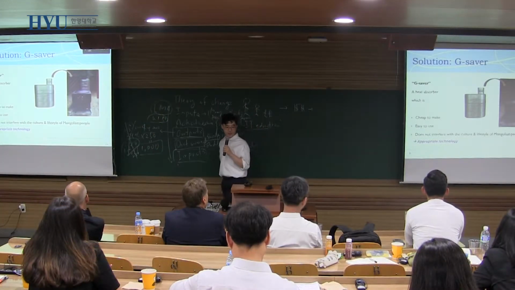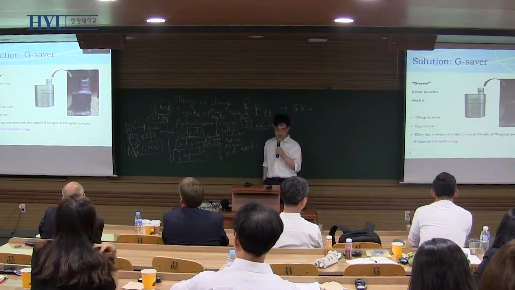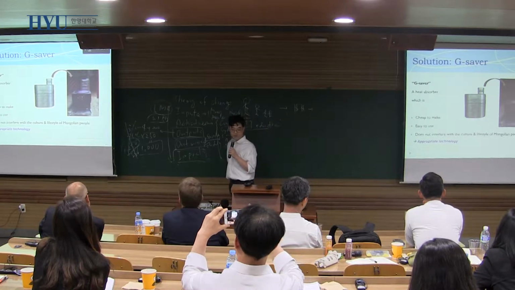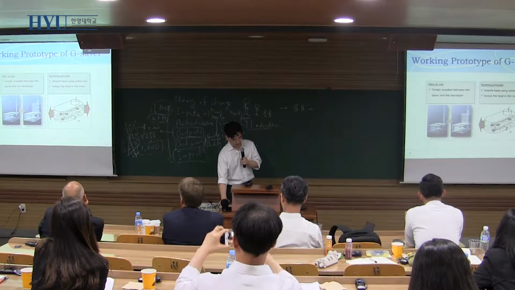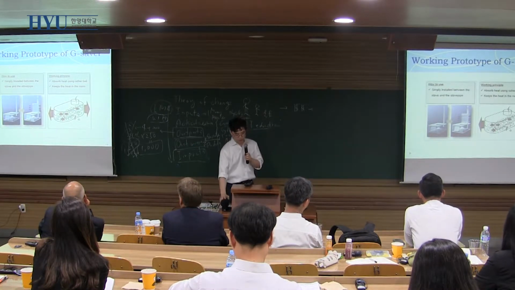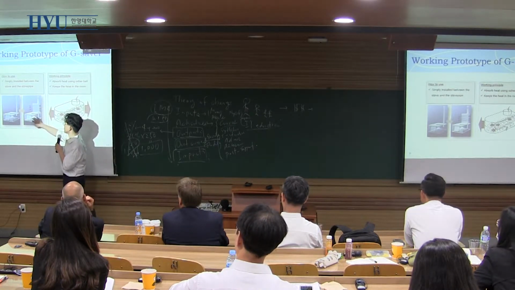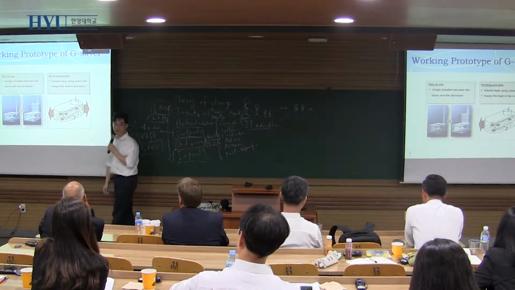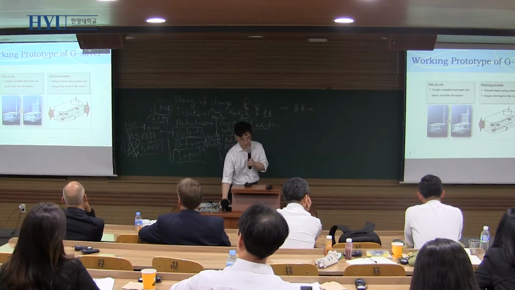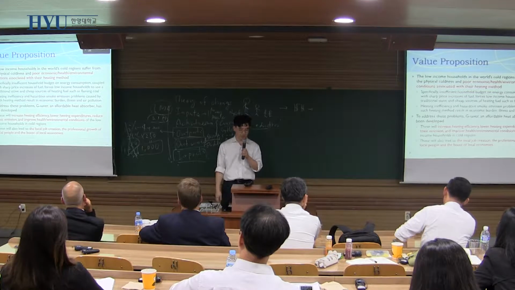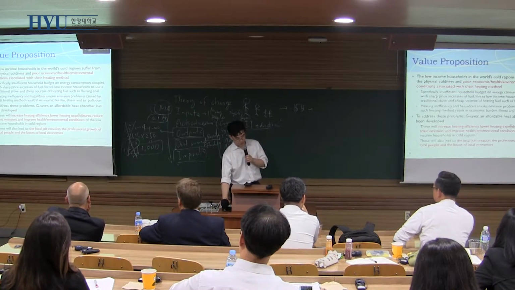So as a solution, G-Saver was proposed, a heat absorber which is cheap to make, easy to use, and doesn't interfere with the culture and lifestyle of Mongolian people, which is called appropriate technology. And here is a working prototype of G-Saver. Basically, between the pipe and stove, you can install this G-Saver, and it will help you reduce the usage of coal by up to 50% in the lab. So the value proposition: they have a financial value proposition and a social value proposition.